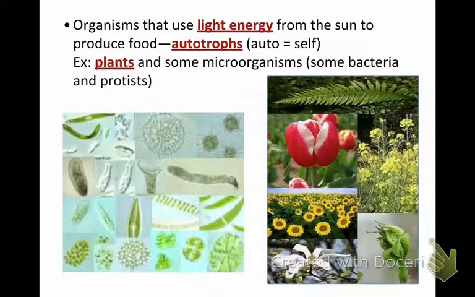Organisms that use light energy from the sun to produce food are called autotrophs, okay? An autotroph is, auto means self, okay? So an autotroph is self-feeding. Examples are plants and some microorganisms, some bacteria and protists fall into this category, but mostly when we think of autotrophs, we think of plants, right? Like pineapple, delicious, I think. Pineapple's delicious.